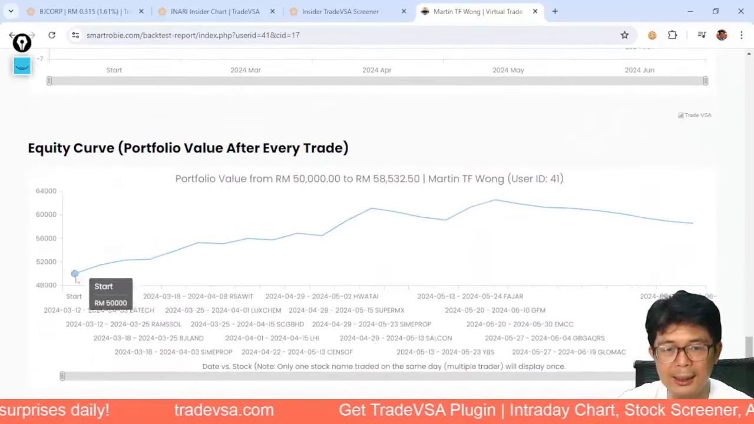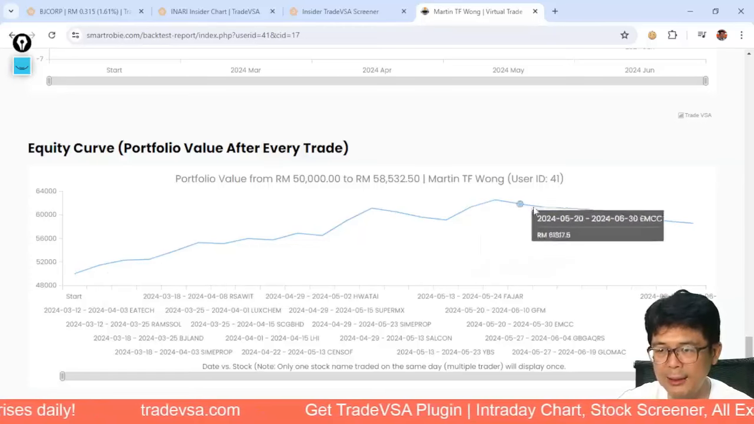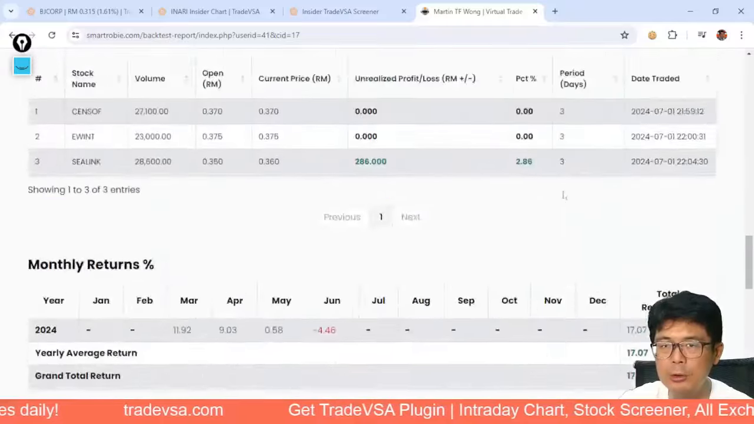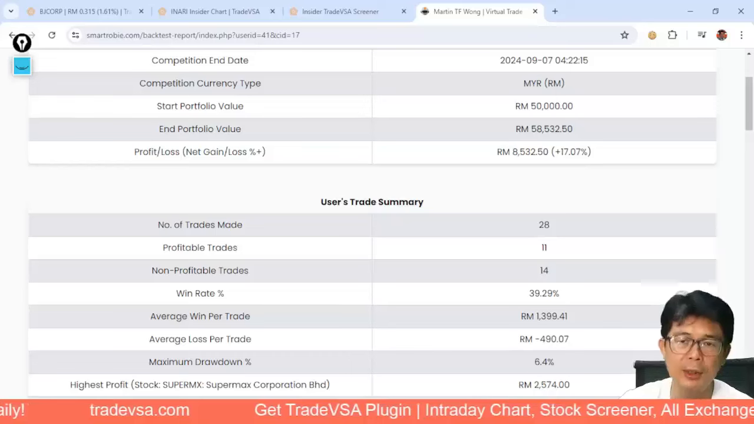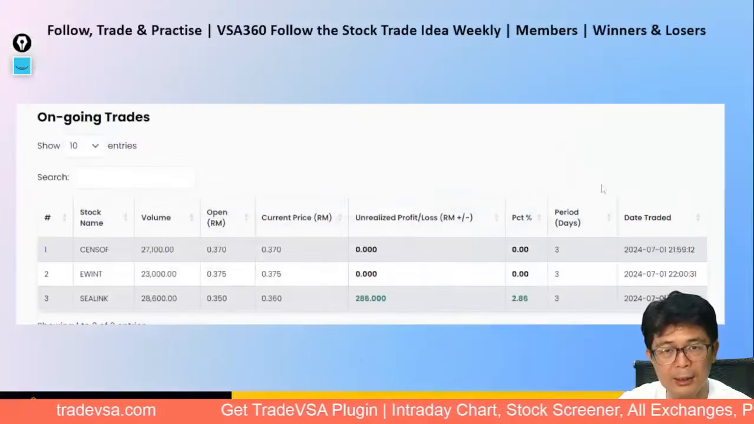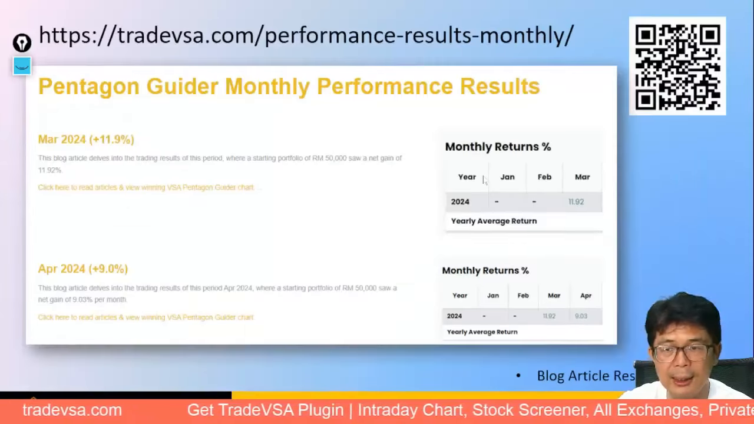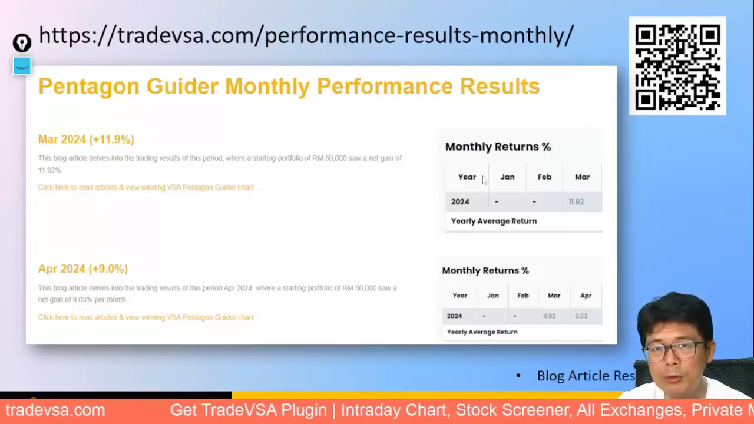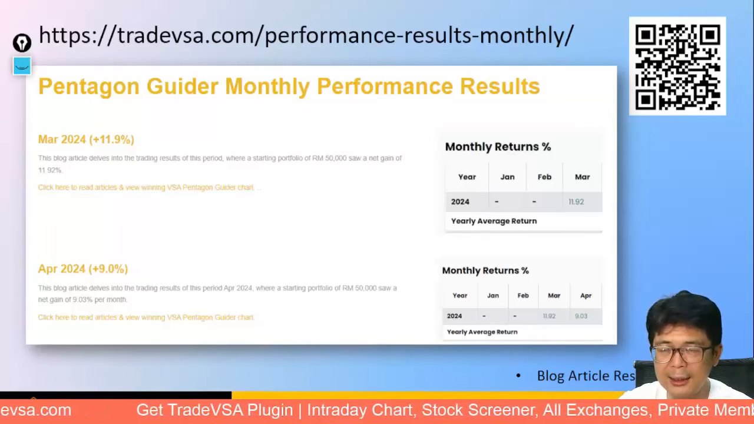So here you can see the equity curve as the market goes higher, sort of tapering off at 61,000. Now I'm back to a 17% return. Of course, the students are doing much better than me. You can follow Trade and Practice. These are the 3 trades that we did on Monday night. You can follow me on the VSA Performance Result Monthly article.